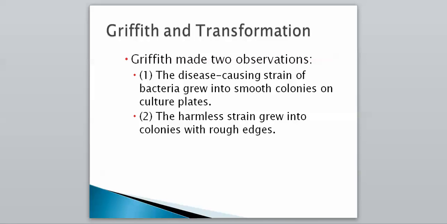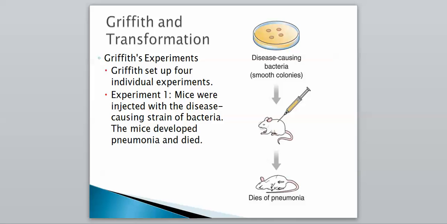He made 2 different types of observations. The first was that the disease-causing strain of bacteria grew into smooth colonies on culture plates. A culture plate is just like a petri dish, if you've heard that term before, where you can grow bacteria in order to study them. The ones that caused disease grew in smooth colonies, and the ones that were harmless grew in colonies with rough edges. That's a pretty big difference that he noticed right off the bat. After he made these observations, he set up 4 individual experiments.